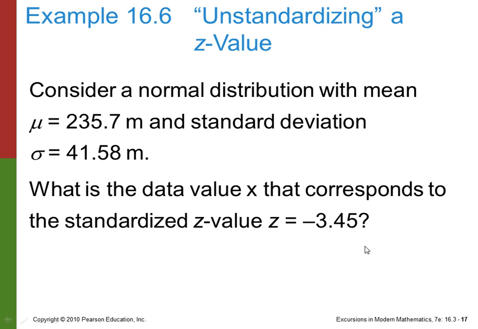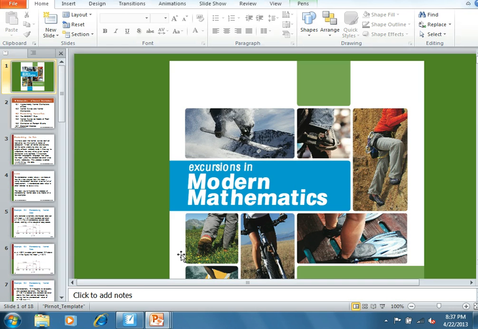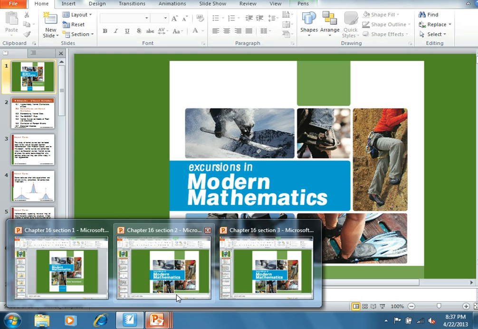What is this going to do for me? Well, what it's going to do for me is now I can go to a table of z values and understand the probability of getting one of them without too much trouble. Okay, done with that. Number 17.